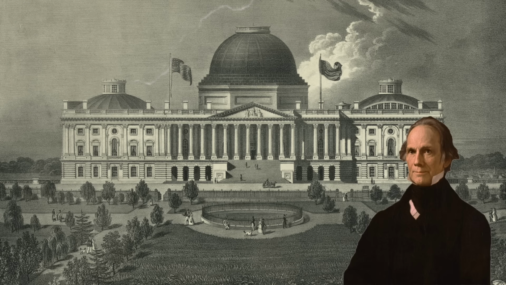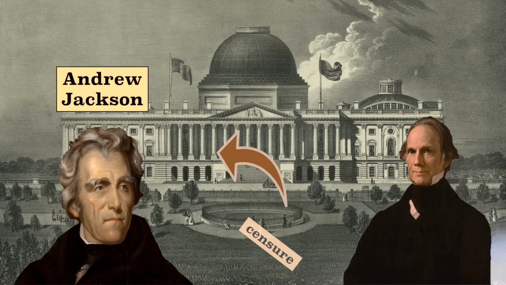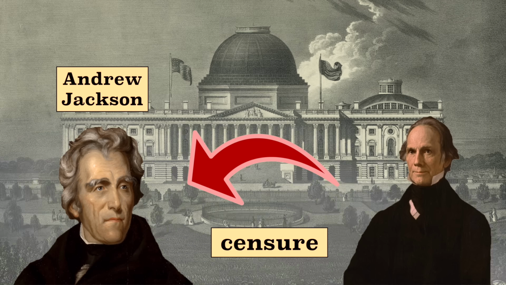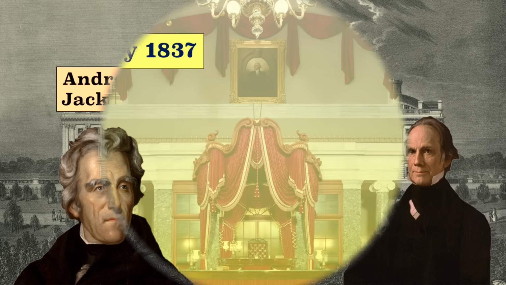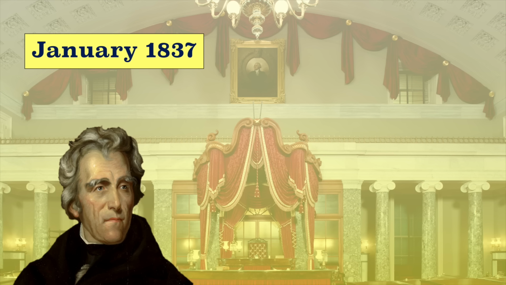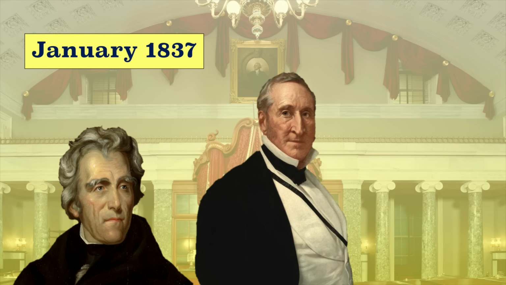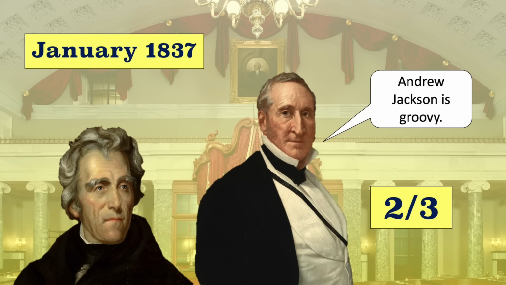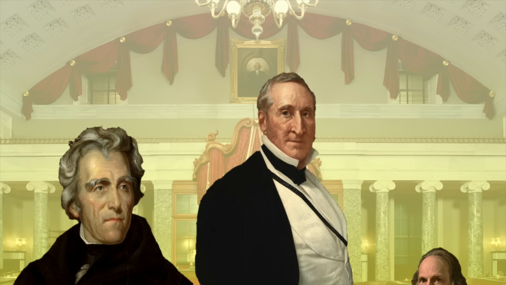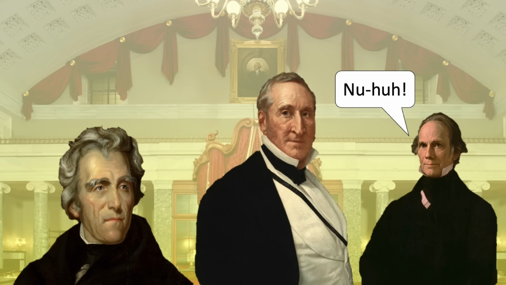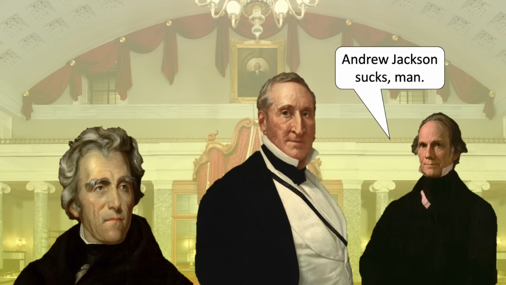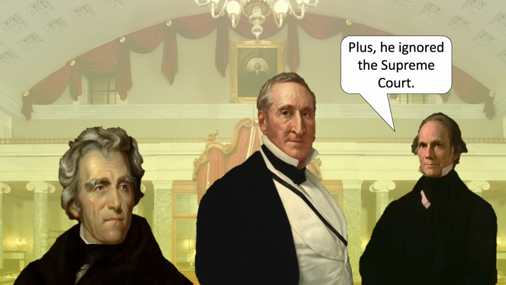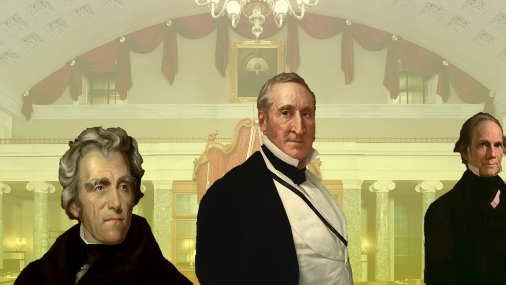But then a group of Whig senators who hated Andrew Jackson voted to censure him, or express formal disapproval of him. However, flash forward to January 1837, and now the Democrats had an overwhelming majority in the Senate, soon to be 2/3 as a matter of fact, and were like, we shall set the record straight, dadgummit. Andrew Jackson is groovy. And they decided to vote to reverse the censure. So in response, the Whig senators were like, nuh-uh, and realized they could just keep debating about it to delay the vote. Well, it didn't work. They got tired and the censure was reversed anyway.